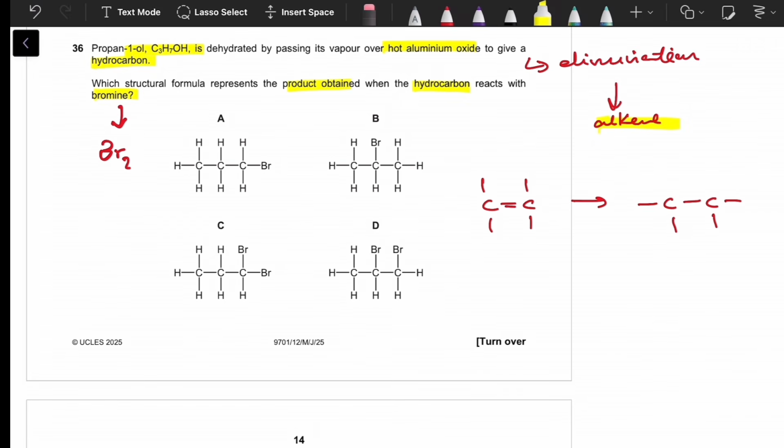Alkenes undergo electrophilic addition when they react with bromine. The carbon-carbon double bond is broken, and you get one Br on each carbon because each carbon needs 4 atoms to bind to it. Therefore, the answer is option D.